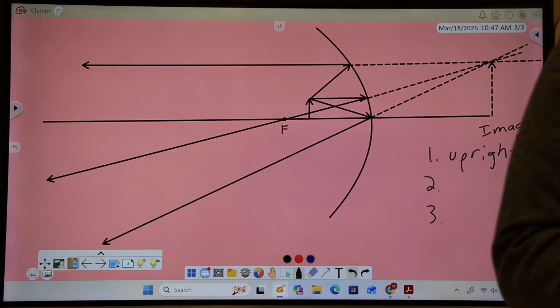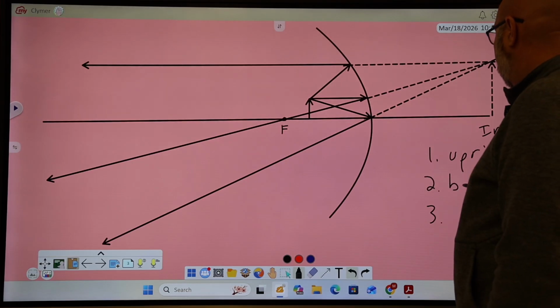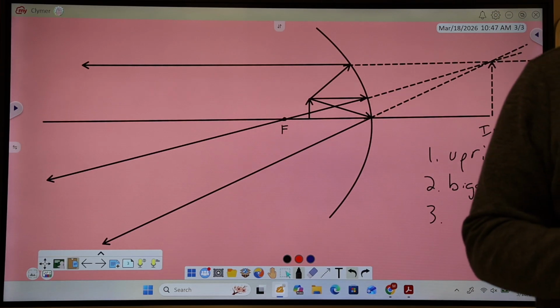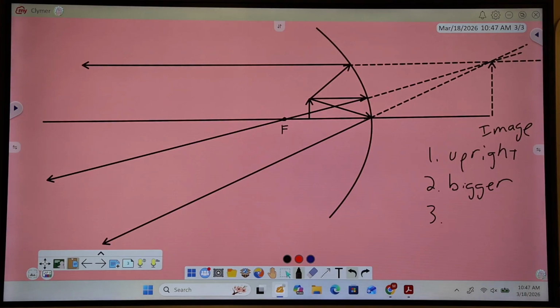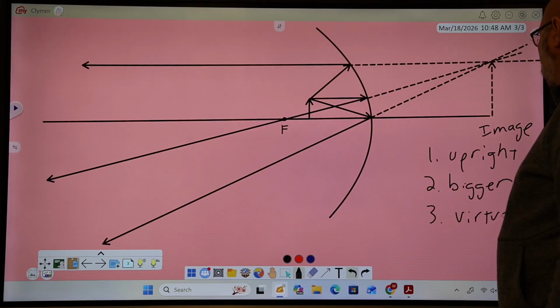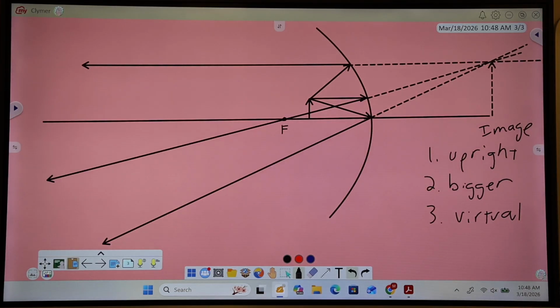Upright. Is this image bigger or smaller? Bigger. And now here, this is not real. We call this virtual. Is the word. Imaginary.